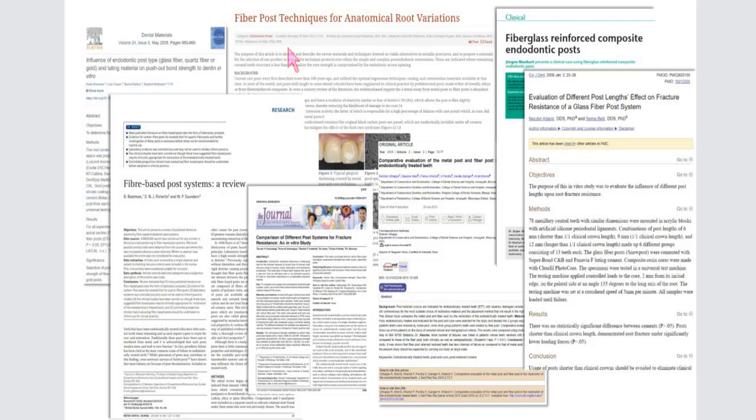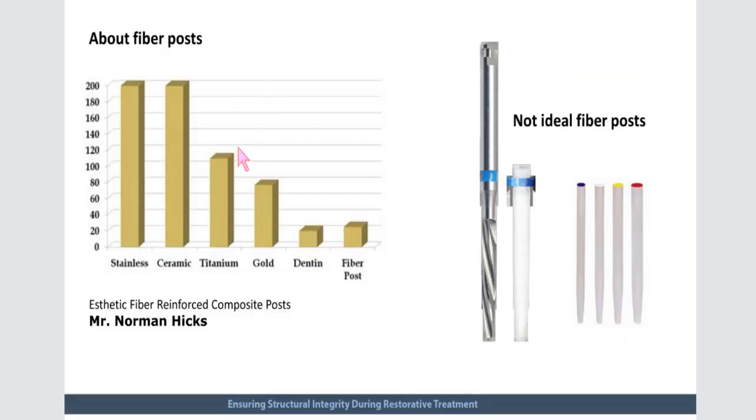It's much better than using metallic post, than using titanium, even gold. Why? Because the glass fiber post, from all the material available for us on the market, has the closest flexural strength compared to the dentin. Even glass fiber post has a little bit higher than dentin. Look at the gold, that we consider to be one of the best materials in dentistry. If you are seeing old gold fillings, they are there for 20, 30 years without a problem.